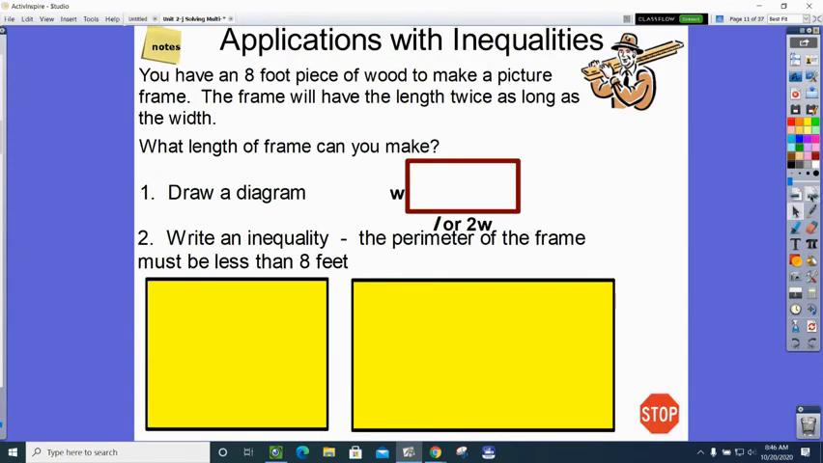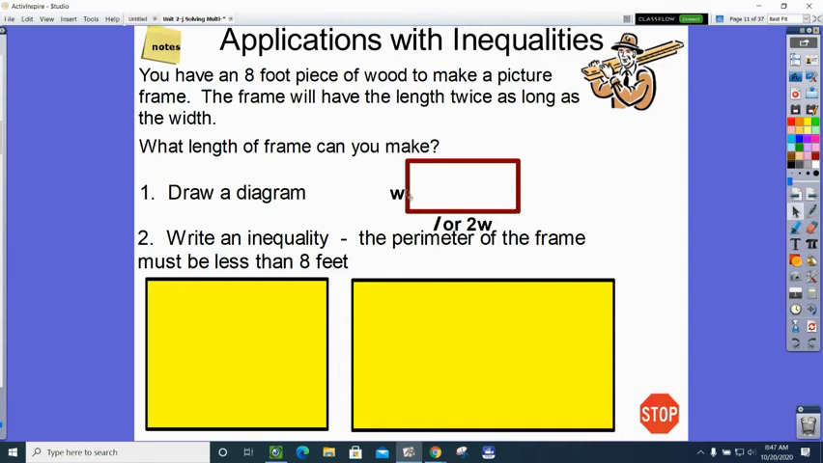So let's just finish off today with an application problem, where do we use this stuff? You have an 8-foot piece of wood to make a picture frame, and the frame will have a length that will be twice as long as the width. So you want this distance on the rectangle to be basically twice this one. So this would be W, and I'm going to call this 2W. So we're going to write an inequality, and the perimeter of the frame must be less than 8 feet.